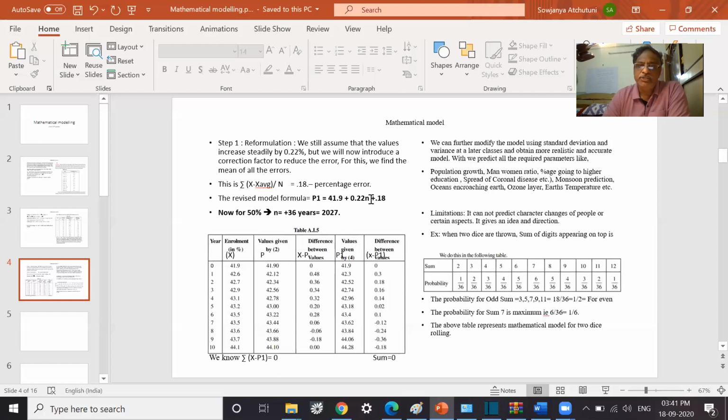Once you further modify this formula, we may get an exact figure, maybe 2026.3 years, like that. So the standard deviation is at a higher level. All these things, this is mathematical modeling.